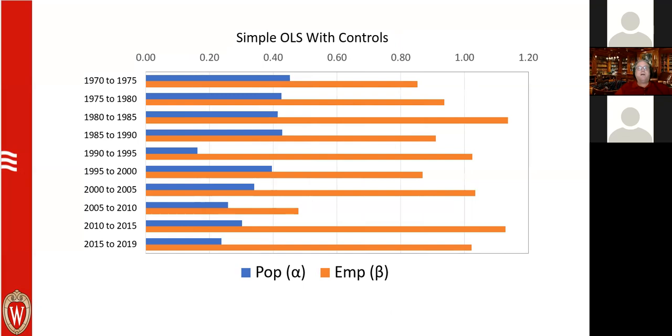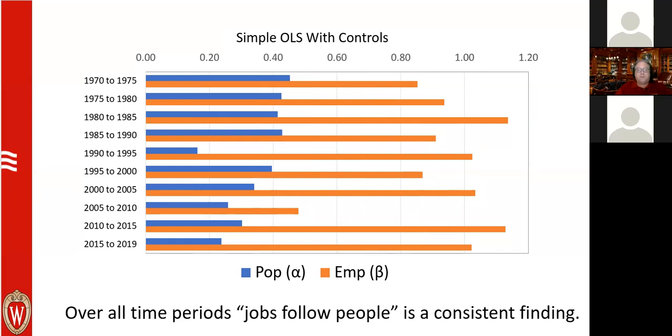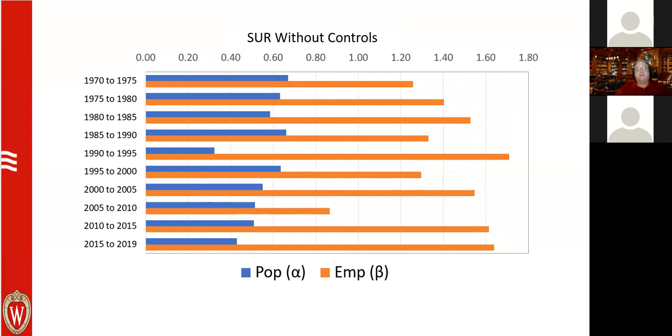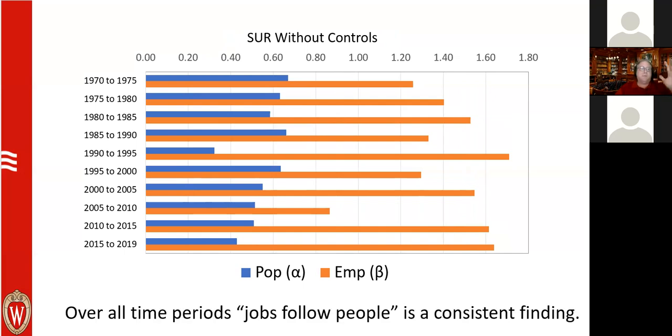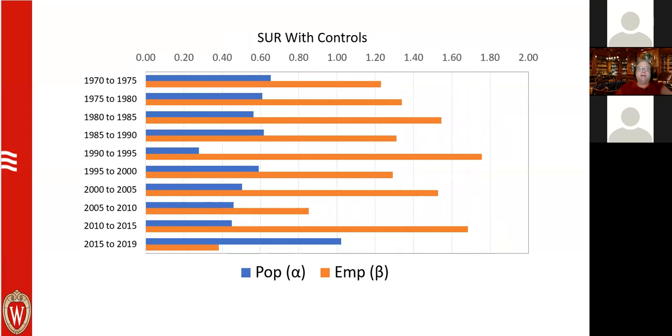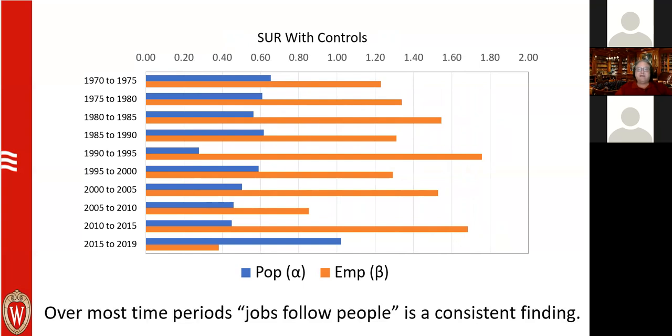Again, this is part of the academic side. I made the statistical model a little bit more complex, and still, jobs follow people. This is another test of the sensitivity of my results using different statistical techniques. But again, jobs follow people is a consistent finding. There's only one time period here, 2015 to 2019, that is the exception, but consistently, jobs follow people.